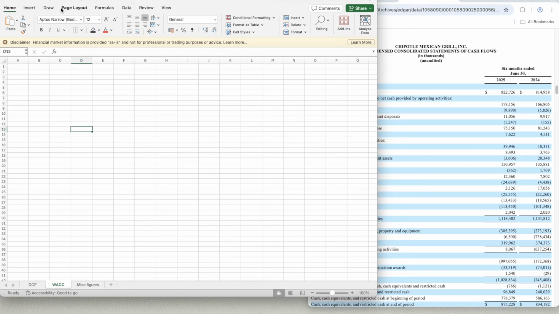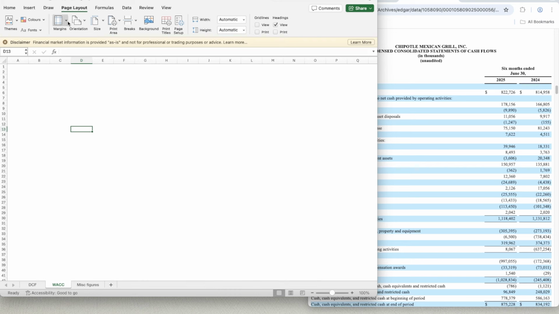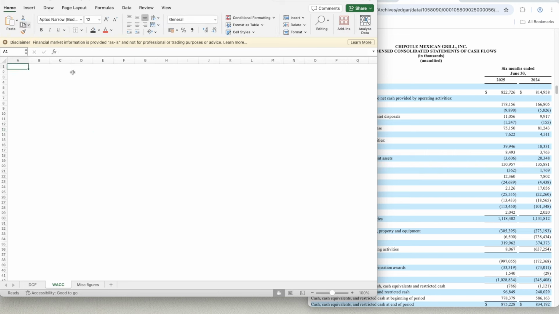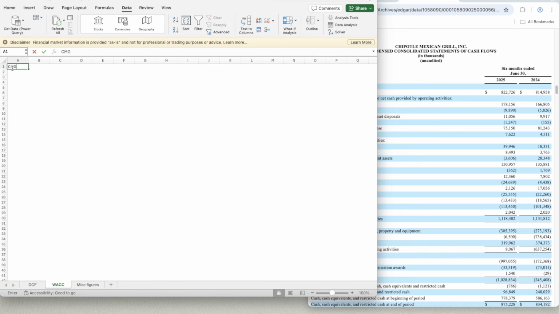DCF, and again, for aesthetic, let's take the grid lines off. Go back to home. We can put the data in. Oh, I always forget to put the ticker.